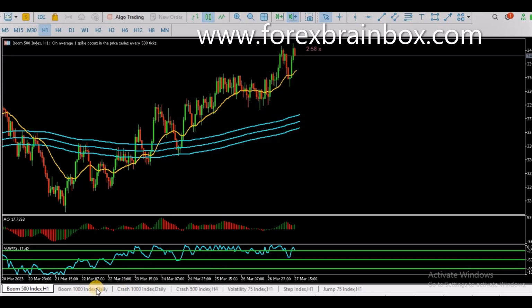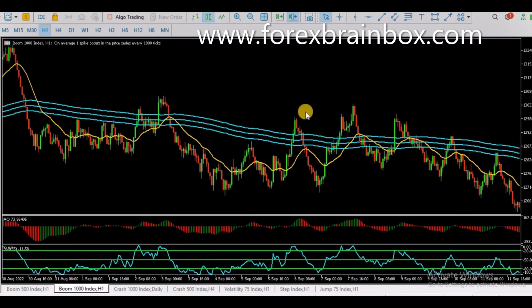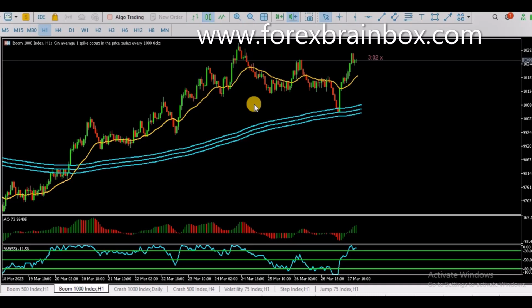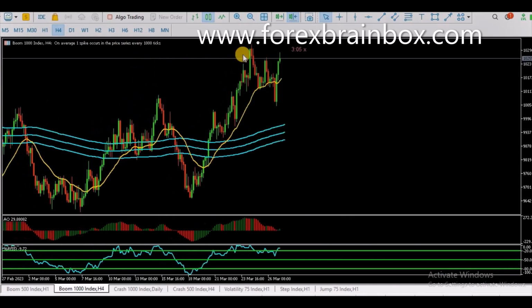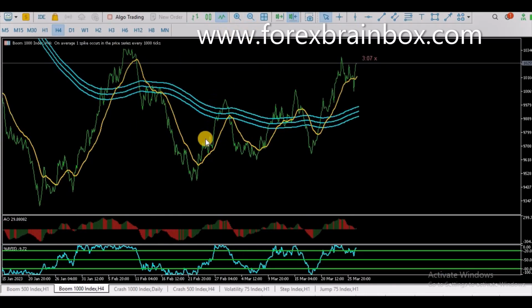So you see that on Boom 1000, the same thing happened on the 1000. Check your 4 hours. You're looking for markets to start pushing below your home base. Tap on here, tap on there, tap on there. Here you can see it below this place.